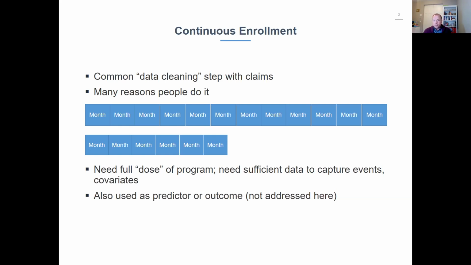And again, you could do it for many reasons. It could be for data cleanliness, if that's what you're looking for. People might want to make sure somebody gets a full dose of a program. You might need sufficient data to capture sufficient events or key covariates, and you just want to make sure that you got all the complete information there to do that. One thing that I would also suggest is that you could look at continuous enrollment or non-continuous enrollment as a topic of interest in its own right.